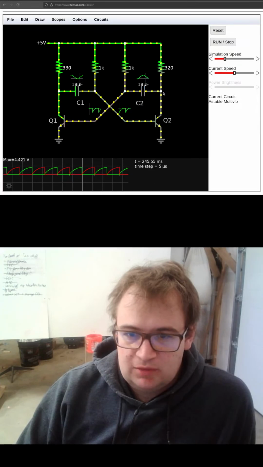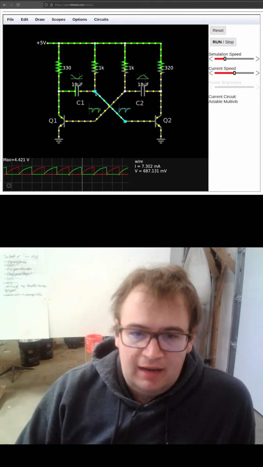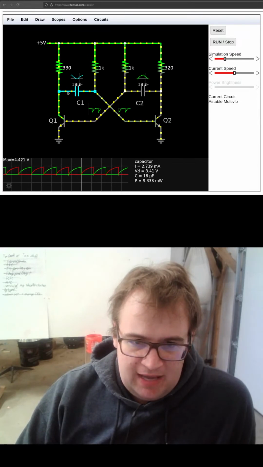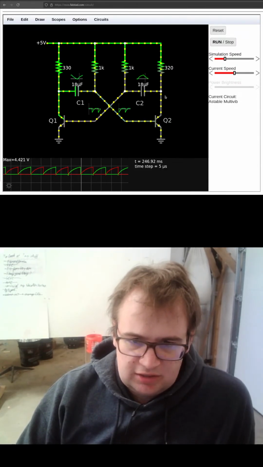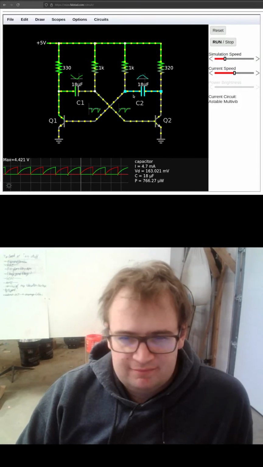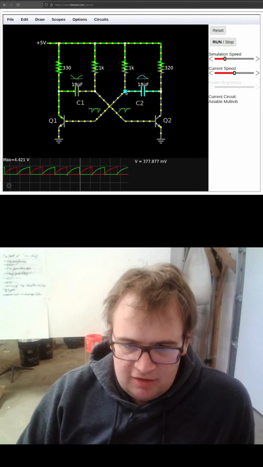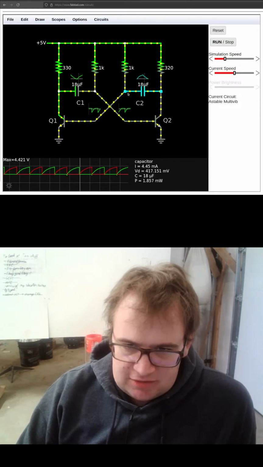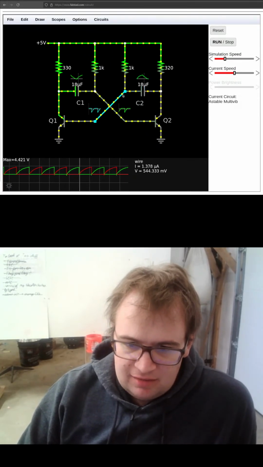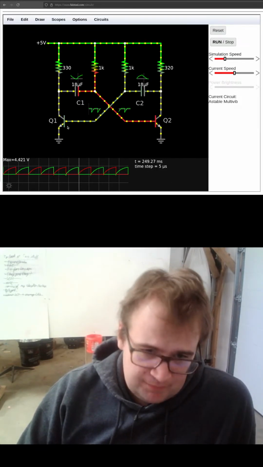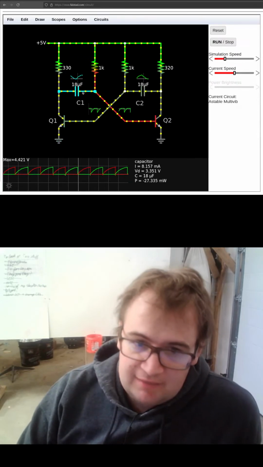goes and it will charge up. Like right now, it's charging up this capacitor. No, it's discharging this capacitor. Wait. Now I'm all messed up. Yeah, it's charging up this capacitor here. And eventually this will hit that 700 millivolts. And it hit it. Turns this on.